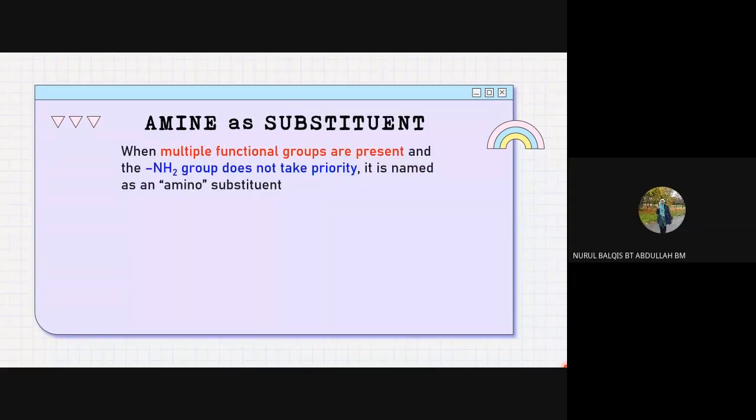Itu sahaja untuk naming dia, tapi kalau contohnya you have multiple functional groups present in your compound, this NH2 dia punya priority akan jadi lagi bawah. Okay, macam kita tengok before this in chapter 6 ke chapter 8, selalu saya tunjuk balik the priority table. NH2 ni kalau ada something else, contoh hydroxy ke double bond ke, dia akan jadi substituent sahaja. Okay, so bila dia jadi substituent, kita akan panggil dia amino. Okay, amino group sahaja. So, this compound containing OH and NH2, who's got higher priority? OH. So, the number one will be at OH and at number three, we have this NH2.